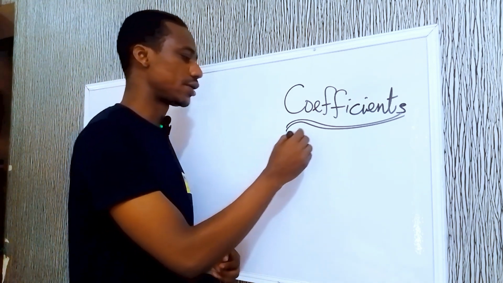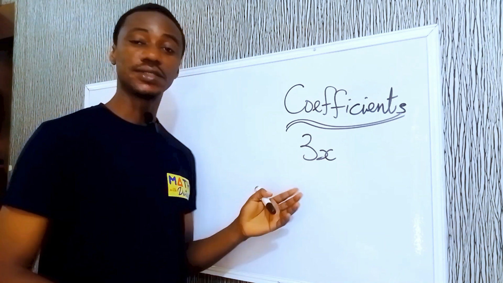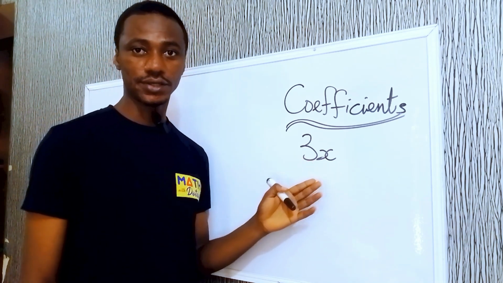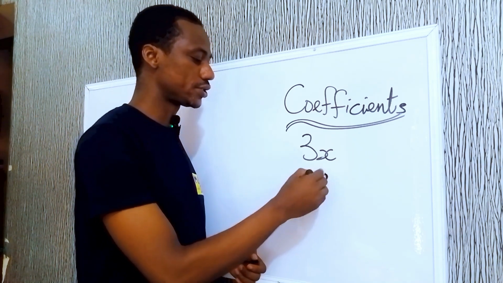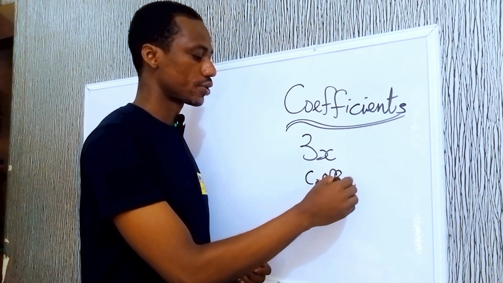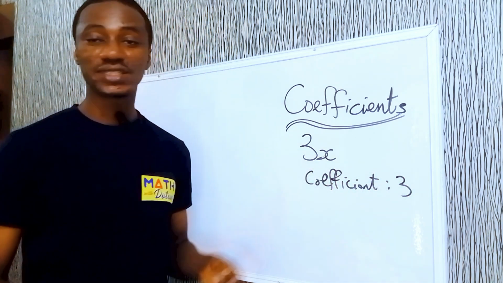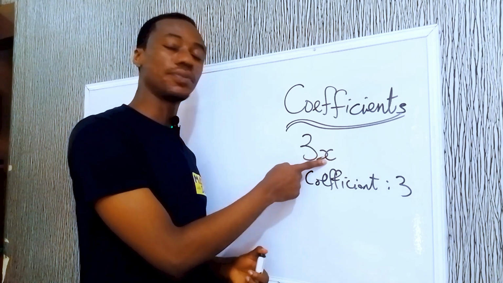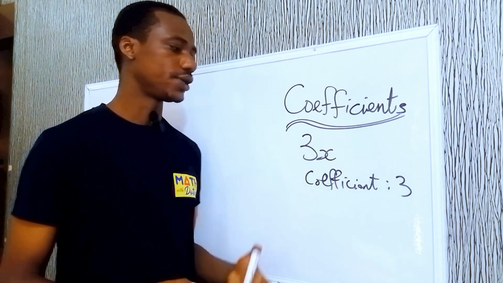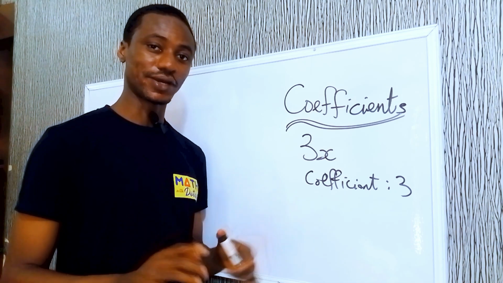For instance, you have 3x. In algebra, this is 3 times x. So the coefficient here is 3. The coefficient in 3x is 3. So 3 is the number multiplying the variable x here, and so the coefficient is 3. You see, very easy to identify, right?